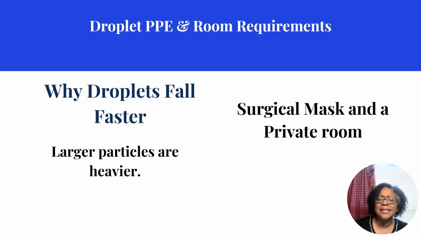Okay. And for droplet precautions, you may see an order for a private room. Okay. But not a negative pressure room. It's not required. And that's a huge distinction on the NCLEX. So if you see a question that says the patient is in a negative pressure room, the nurse is wearing an N95, or there's some kind of airborne ventilation system, the answer is probably airborne precautions. And that's one of the biggest clues to those types of questions.